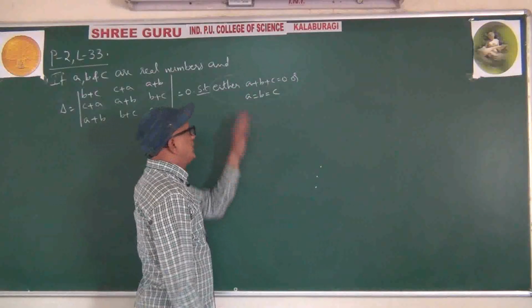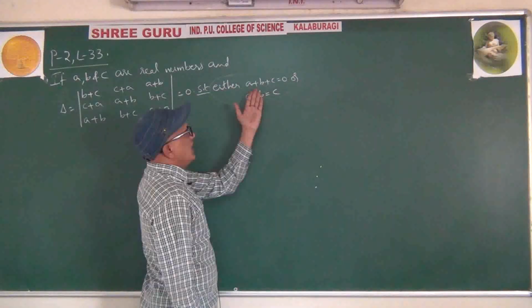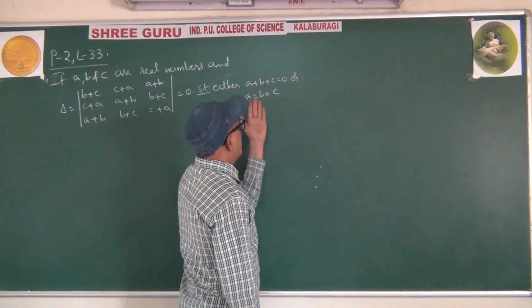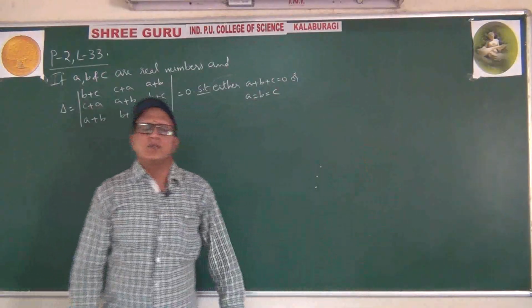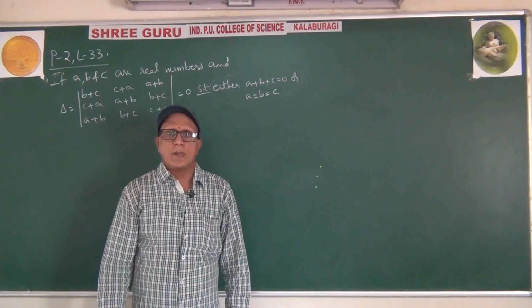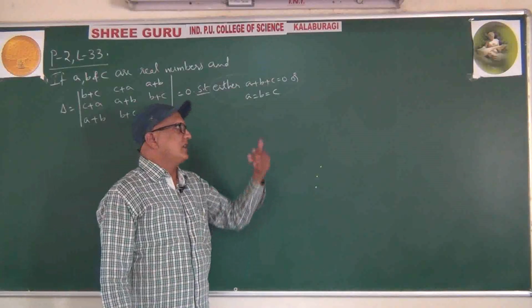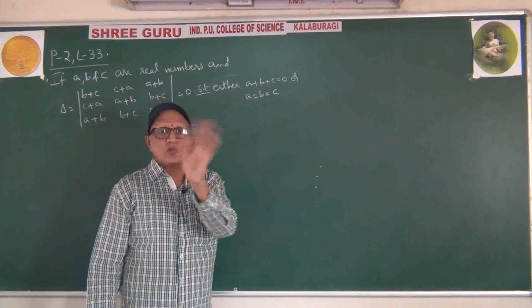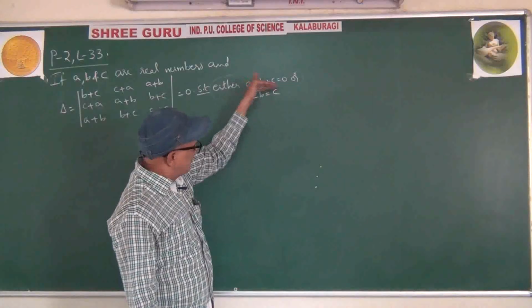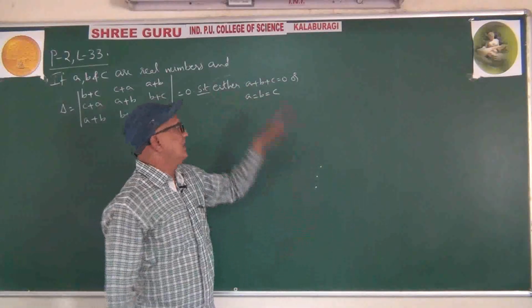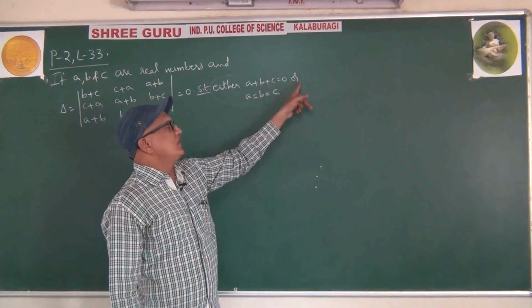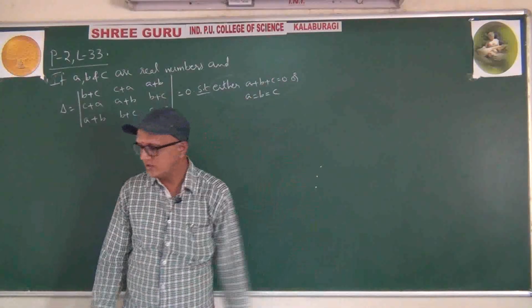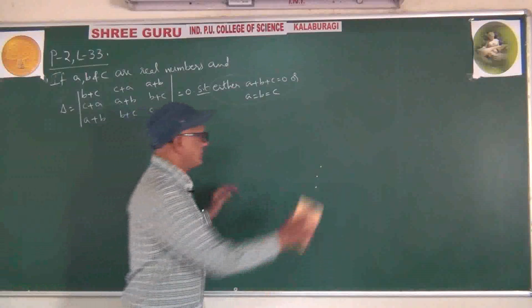We have to prove that from this, either A plus B plus C equals 0, otherwise A equals B equals C. That is the meaning of the question. They did not give options to us. It is not that you can prove this one or otherwise that one, only one. No. We have to prove both like this, and we have to tell that either this one equals 0 or this one. That is the question to do.